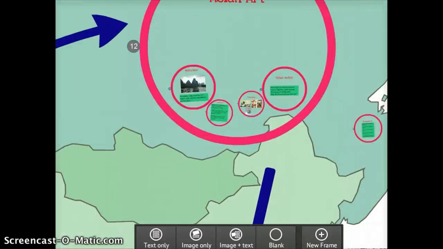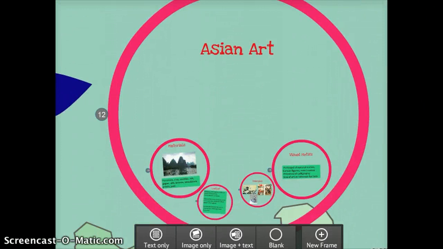Moving on to Asian art, Asian art's a little bit different. Again, it encompasses a lot of different regions. We're talking about China, Korea, Japan, Taiwan, just a lot of different places. Asian art is pretty groundbreaking because they used a lot of technologies in Asia that weren't used in other parts of the world for a much longer time.